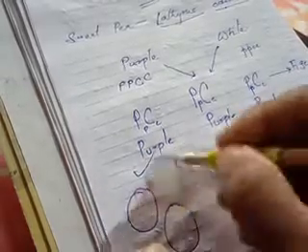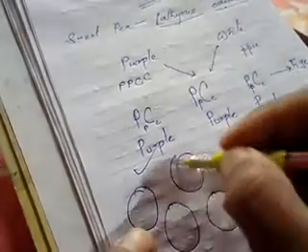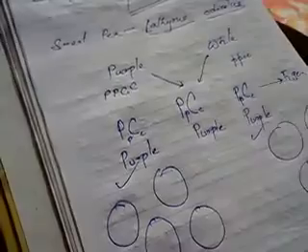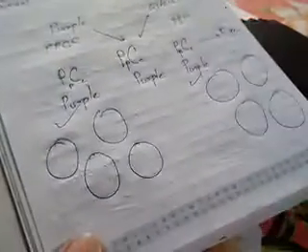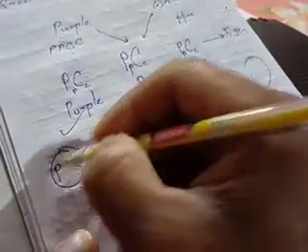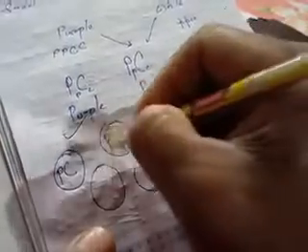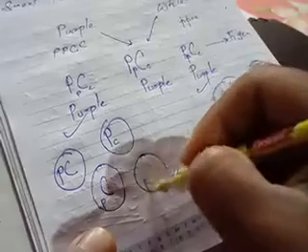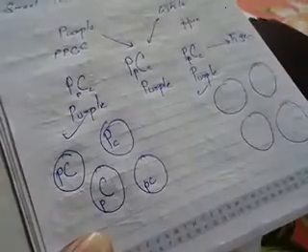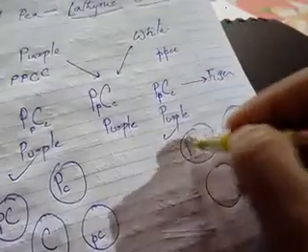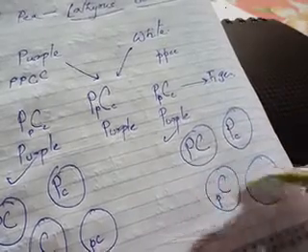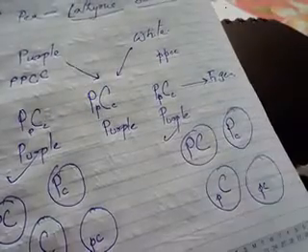They make gametes. You all know very well. What matters and what doesn't matter? The number of gametes does not matter, but the type of gametes matters. So capital P capital C, capital P small c, small p capital C, small p small c. We can write this: capital P small c, small p capital C, small p small c. So these four types of gametes are formed.